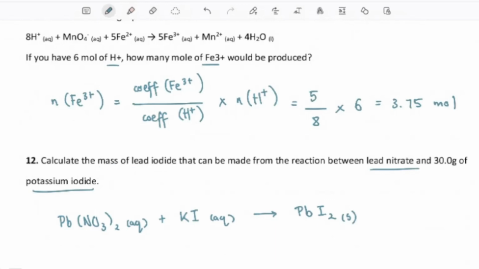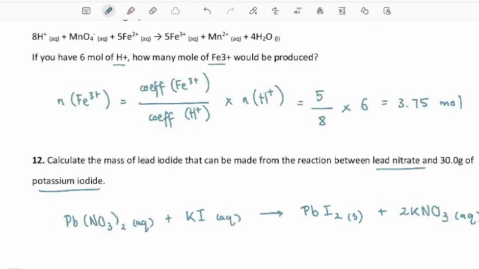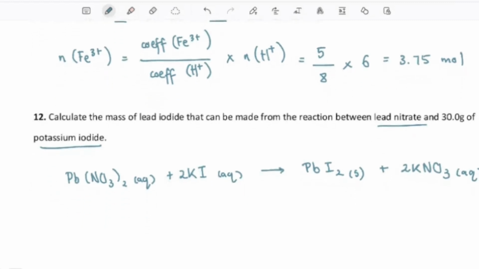And the other one would just be KNO3. Is this balanced? No. We need to balance it. 2KI and 2KNO3. Yep. Now we have our balanced equation.